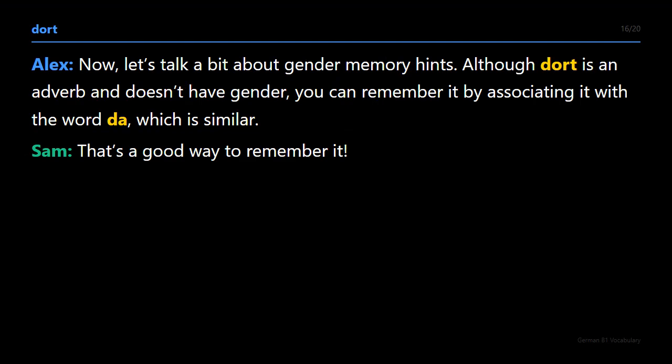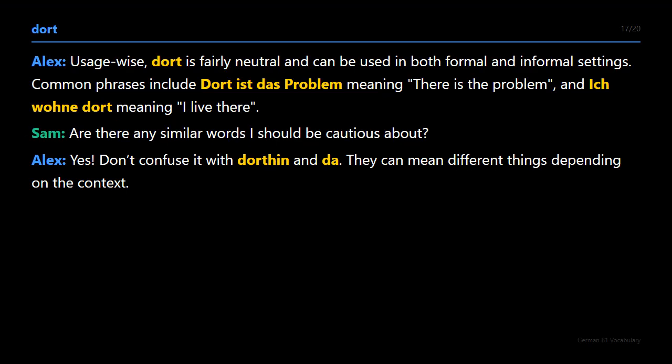Although dort is an adverb and doesn't have gender, you can remember it by associating it with a similar word. That's a good way to remember it. Usage-wise, dort is fairly neutral and can be used in both formal and informal settings. Common phrases include, Dort ist das Problem, meaning there is the problem, and Ich wohne dort, meaning I live there. Are there any similar words I should be cautious about?